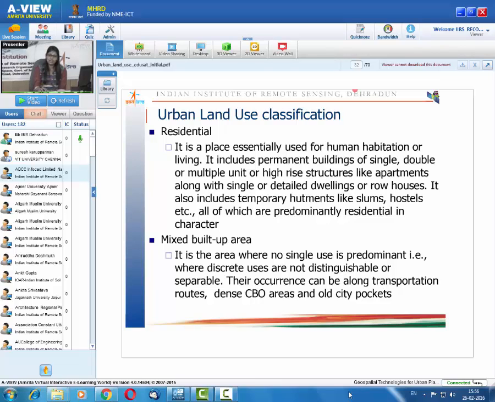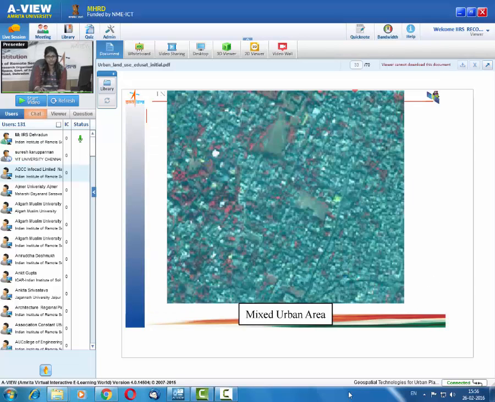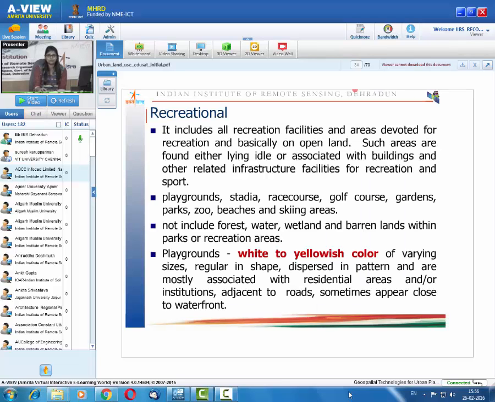Mixed built up area can have some other land use on the ground floor, whereas on the top floors it can be residential. For example, a mixed residential and commercial area will have commercial on the ground floor, residential on the other floors. This is a mixed urban area where you have vegetation also, high-rise development also, low-rise development also. Perhaps in some imageries you can see the slum development along the major drainage corridors also.